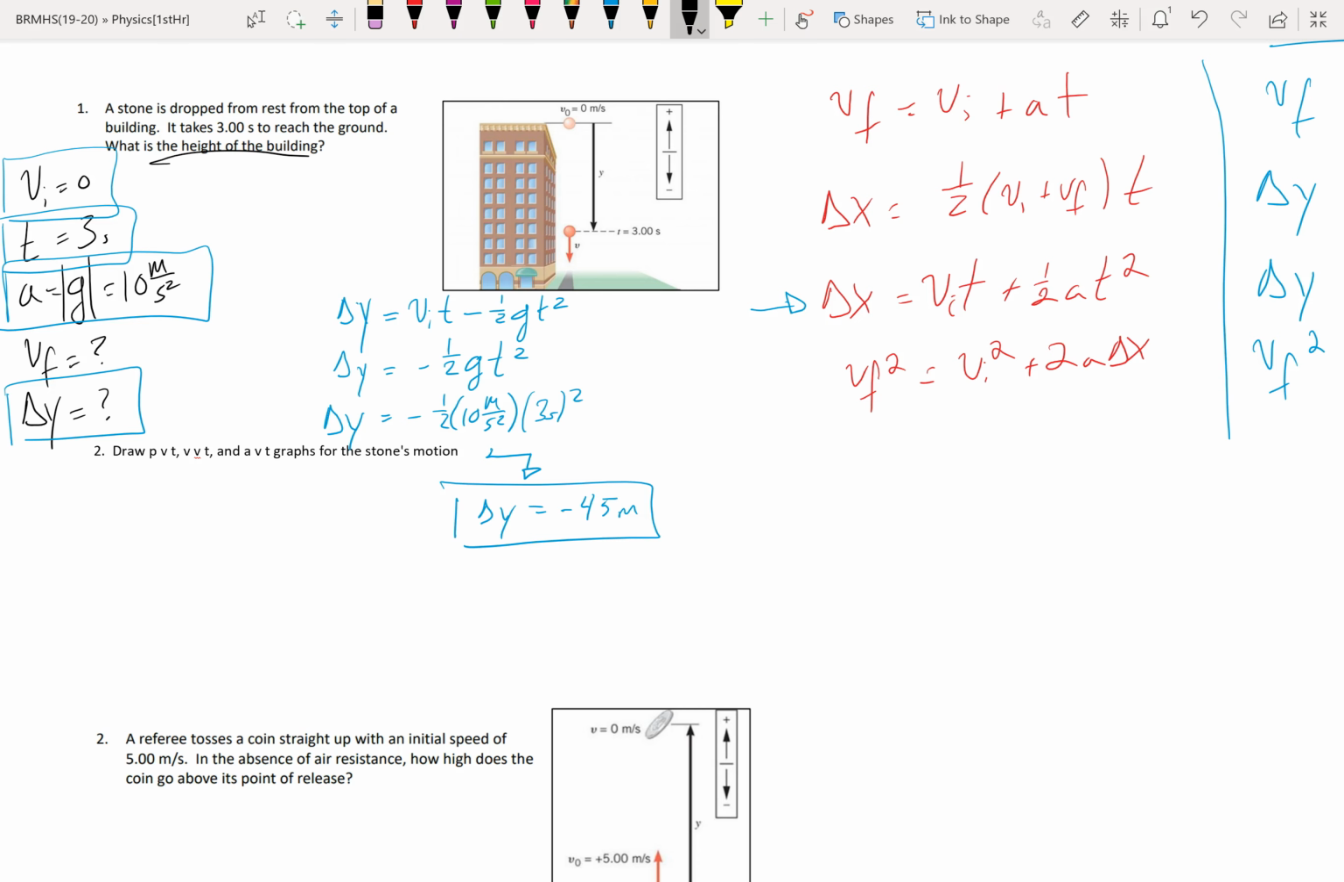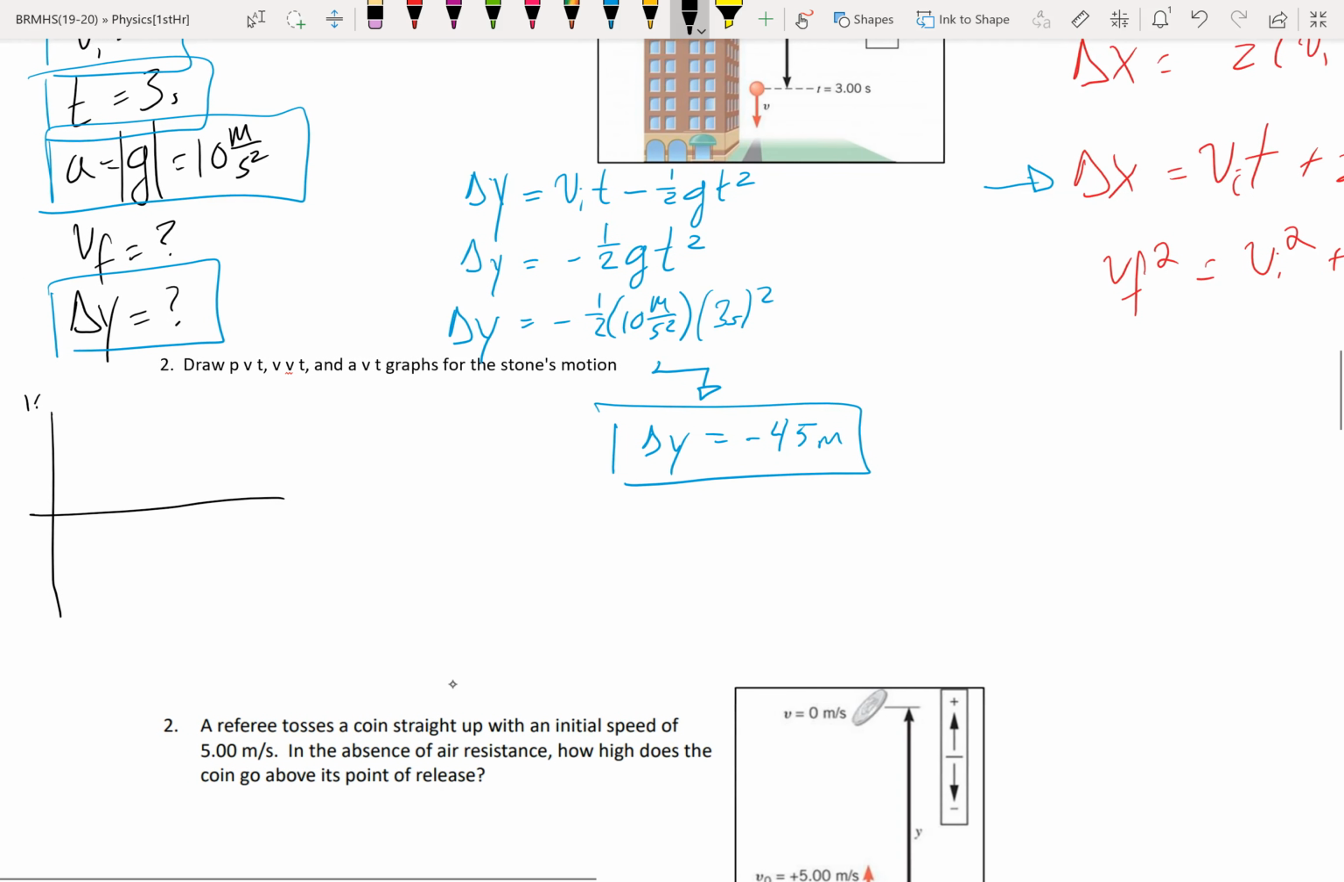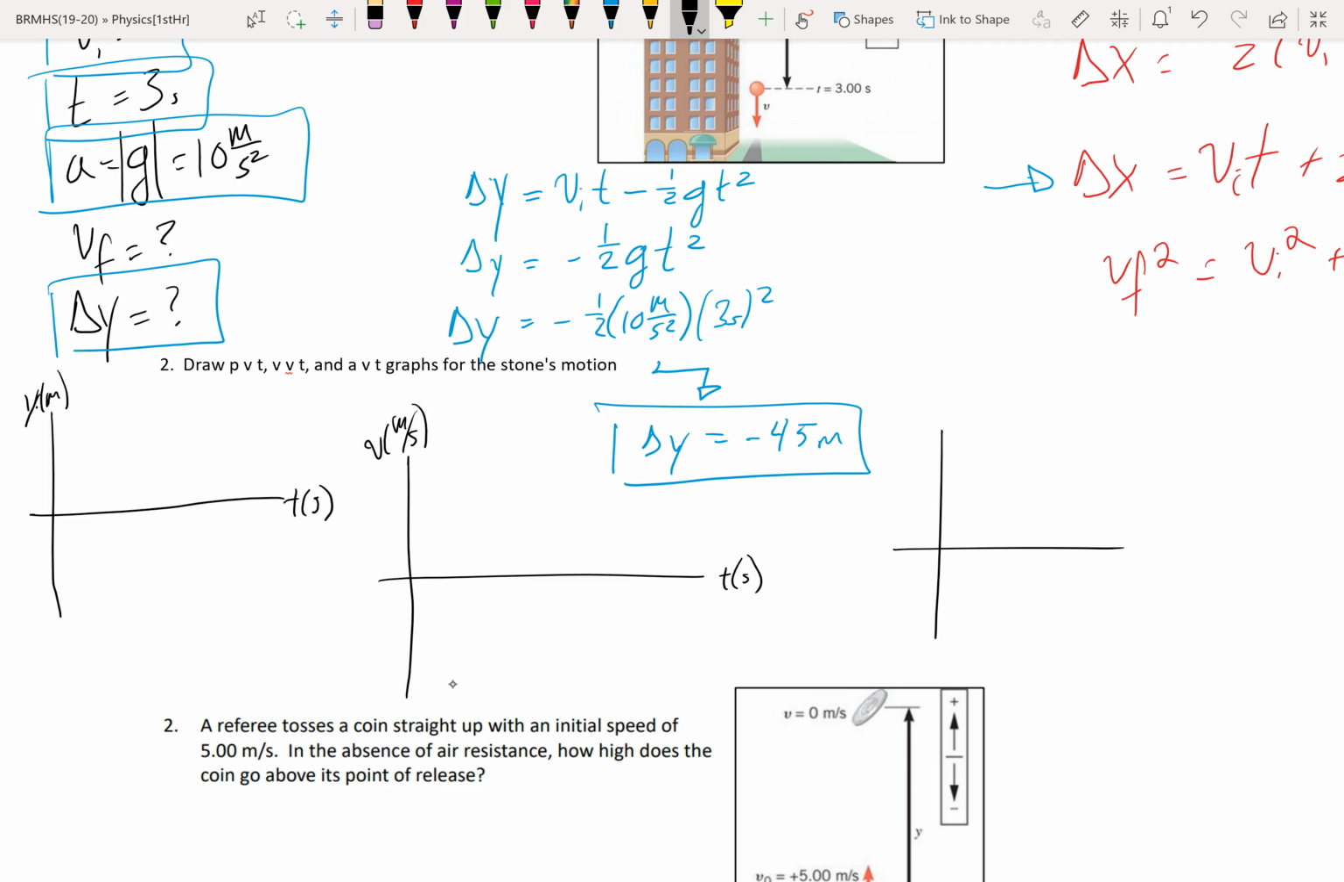We'll do graphs. Go ahead and find out what V final is for that. I mean, it's just GT. So here's position. We'll do Y. Y meters, time seconds. Here's velocity in meters per second, times seconds. Here's the acceleration graph. Free fall.